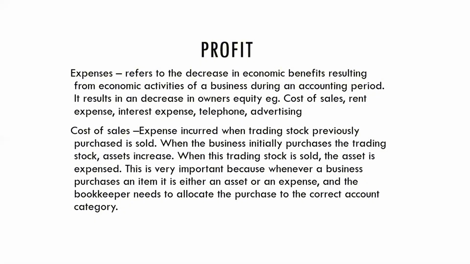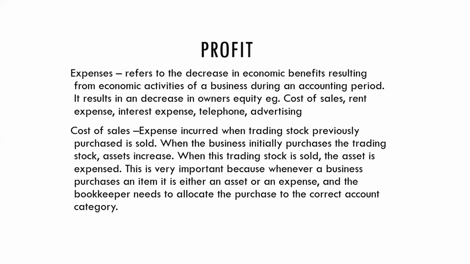Okay, now just to explain a little bit more about cost of sales. I told you what cost of sales is, and we used the example we did earlier, where the 60,000 was our cost of sales. Cost of sales is the expense incurred when trading stock previously purchased is sold. When the business initially purchases the trading stock, assets increase. So when you buy goods initially, your assets will increase because trading stock is an asset. Depending on how you paid for it, if you paid cash, your bank account would decrease and your trading stock would increase. So there'll be an increase and decrease in your assets.